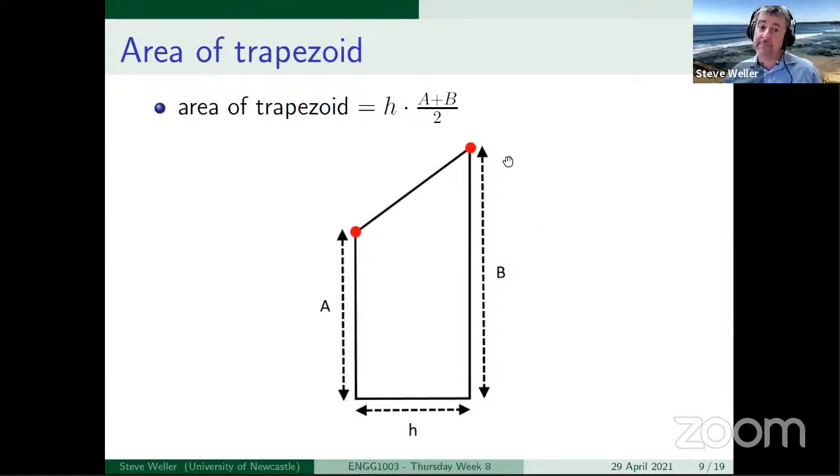Okay, so the area of a trapezoid is given by this expression. And the way I think of it, it's the width times the average of the two heights gives the area of that trapezoid. Not hard to prove that. Take my word for it if you've not seen it before, but the area of this trapezoid is the width times the average of the two heights.